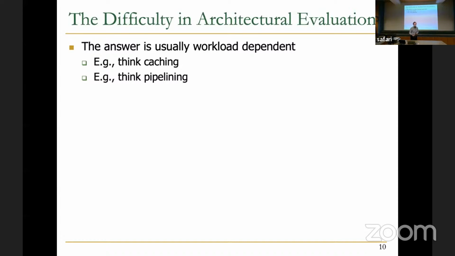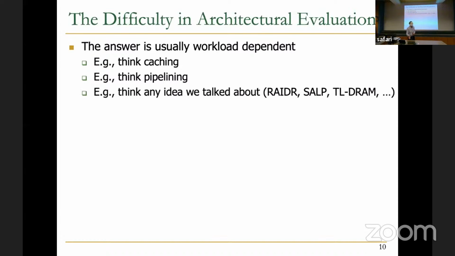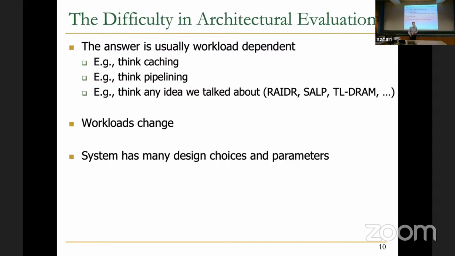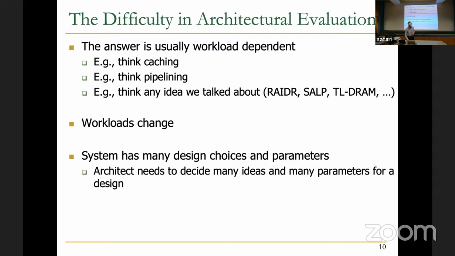That's also true for pipelining. Basically, many things. Any idea we talked about, for example, the performance improvement of RAIDR is dependent on how frequently you're accessing memory. That's true for SALP and different characteristics also, right? So workloads change, and the system also has many design choices and parameters. So an architect needs to design many ideas and many parameters for a given design.